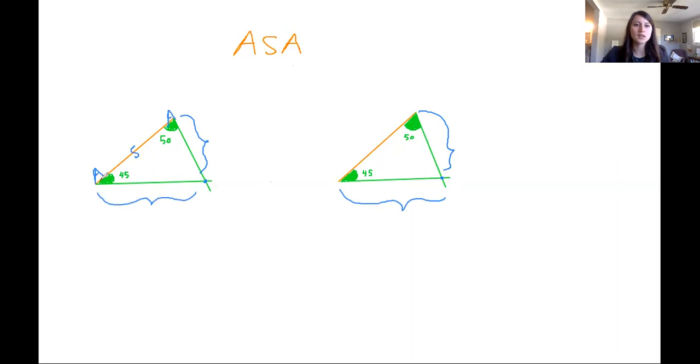So this theorem says if you have two triangles where the two angles are corresponding and congruent, and then the side in between those two angles is also corresponding and congruent, then your triangles will be congruent. So hopefully you could kind of see that.